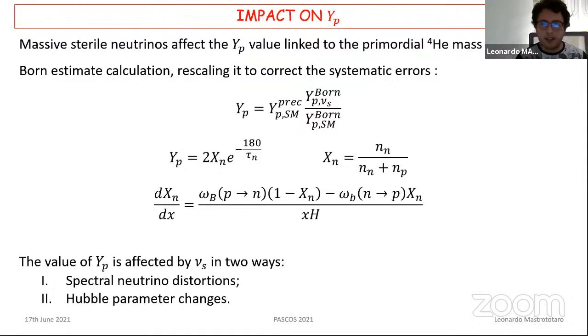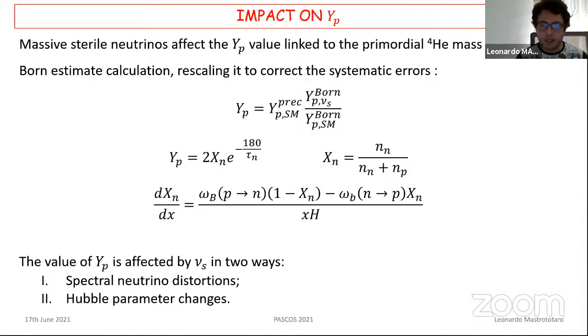The other parameter that we take into account is the epsilon p parameter, that is linked to the primordial helium-4 mass fraction. To track it, we have used the Born estimate calculation, an approximate way to calculate it that introduces only a systematic error. To take this into account, we have rescaled our result with the correct value of epsilon p in the standard model.